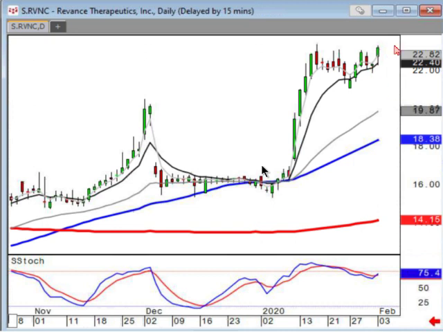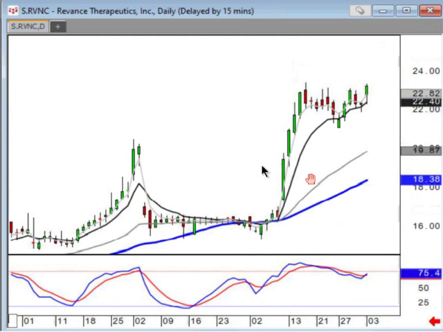There's your little gap up doji. Kind of a J-hook pattern. If it breaks out through this level, more upside.